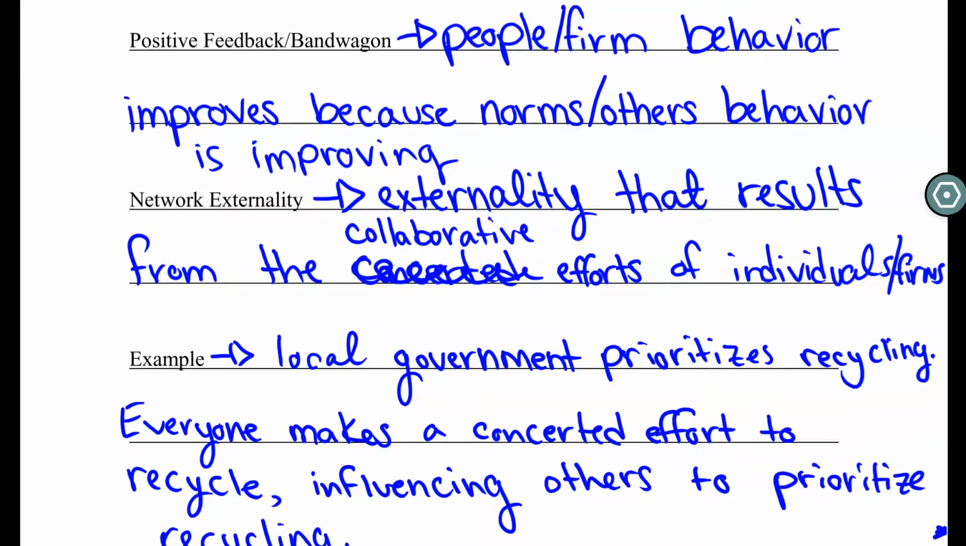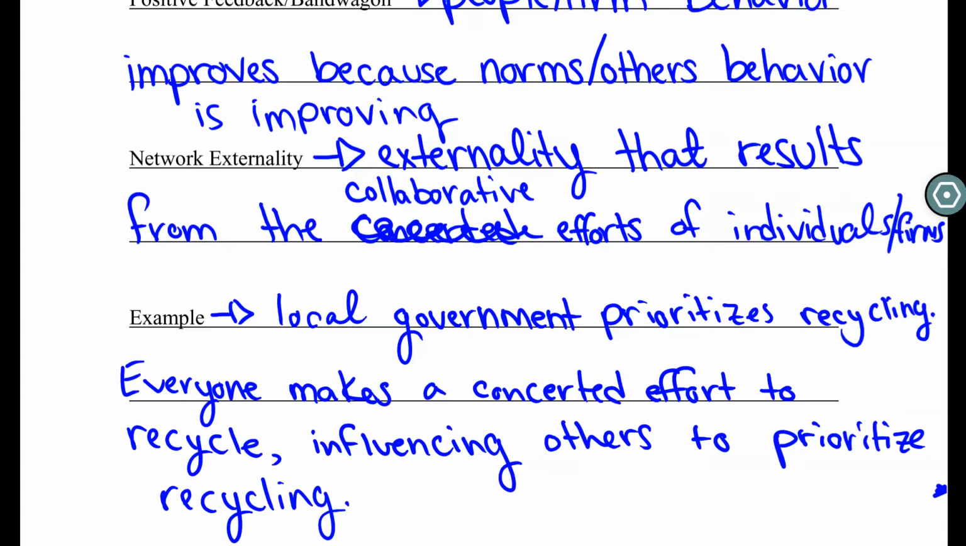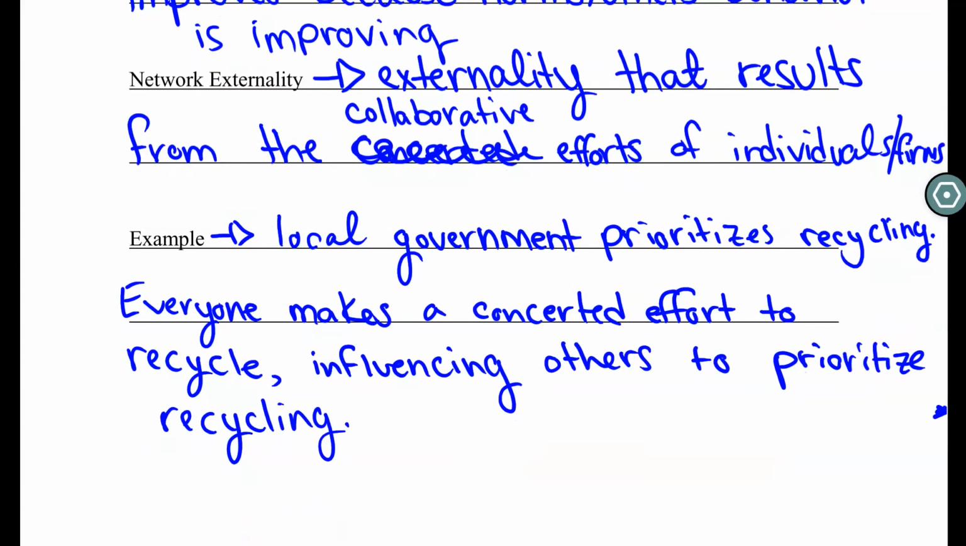As an example, local government can say, we're going to have a recycling push. We're going to encourage people to recycle. If your neighbor is making that decision to recycle, making that effort, then they'll influence you and the people around them to also prioritize recycling. So that brings us through the notes on externalities. Go ahead and try those practice problems.